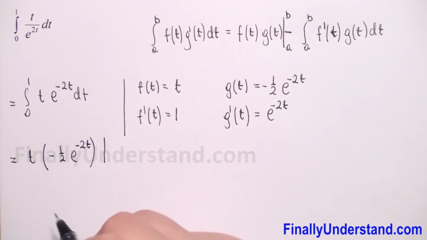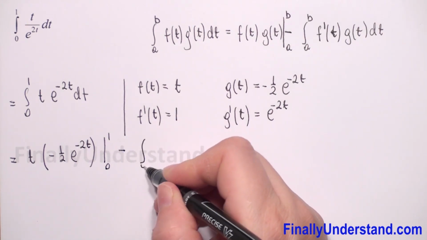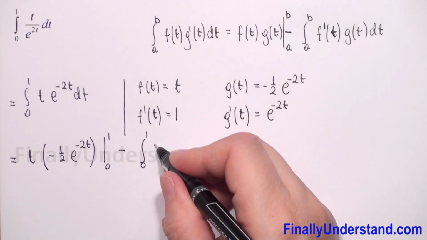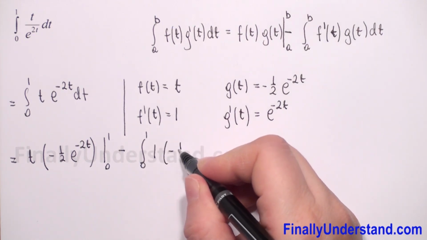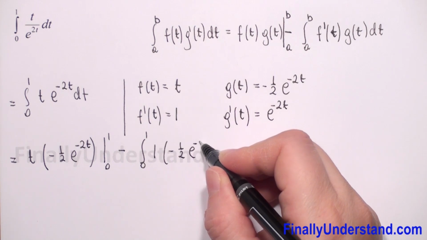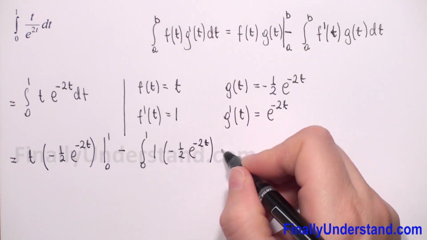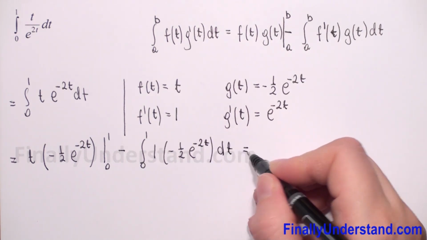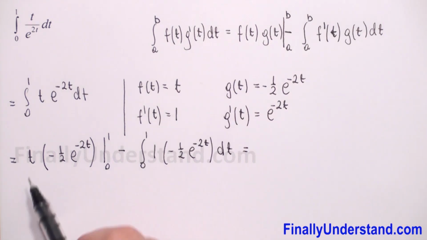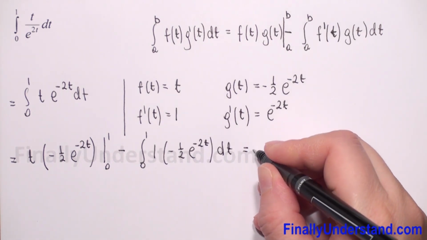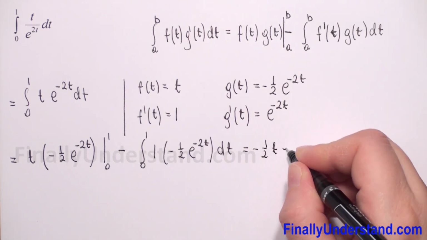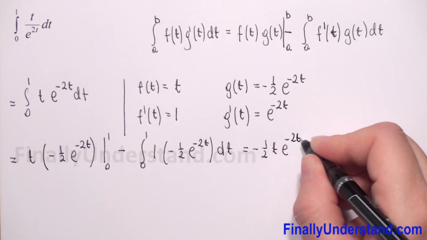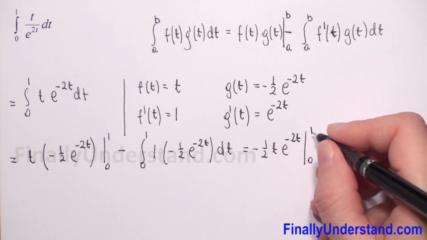We have limits from 0 to 1, and now we have the integral from 0 to 1, where f prime is equal to 1, and g is equal to negative 1/2 e to power negative 2t, with respect to t. So this is equal. We can do some simplification. Positive times negative will be negative. So I will put first negative 1/2 t e to power negative 2t. We have limits from 0 to 1.